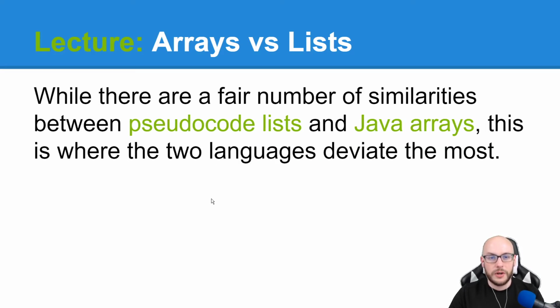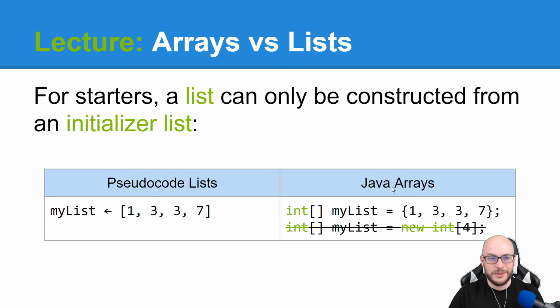Board. While there are a fair number of similarities between pseudocode list and Java arrays, this is where the two languages deviate the most. The pseudocode list, as we're going to see, actually mirrors Python more than it does Java arrays, but there are analogs, right? There are direct analogs between the two that we can get to, I promise you. For starters, a list can only be constructed from an initializer list.